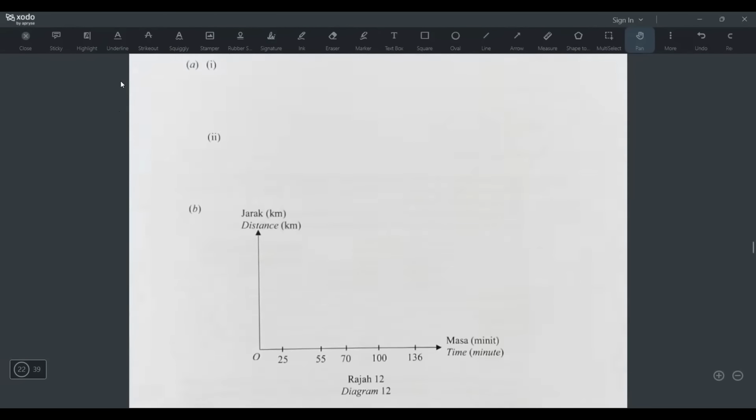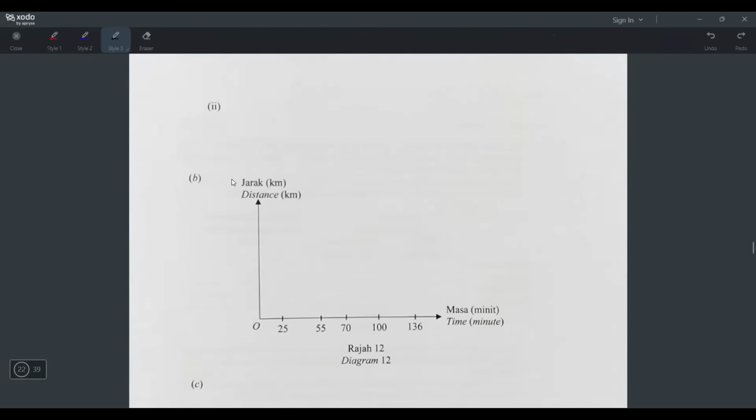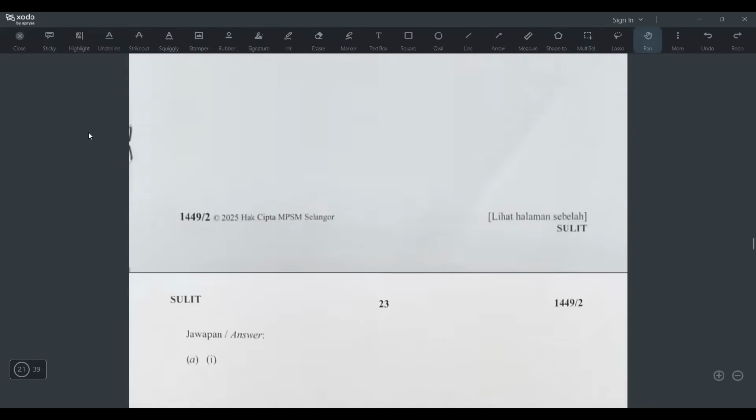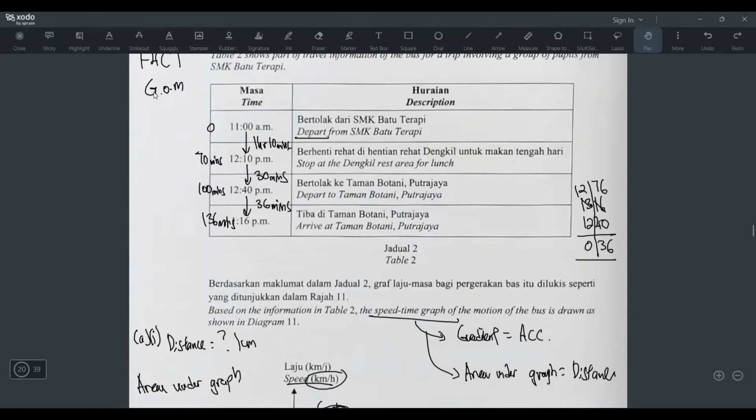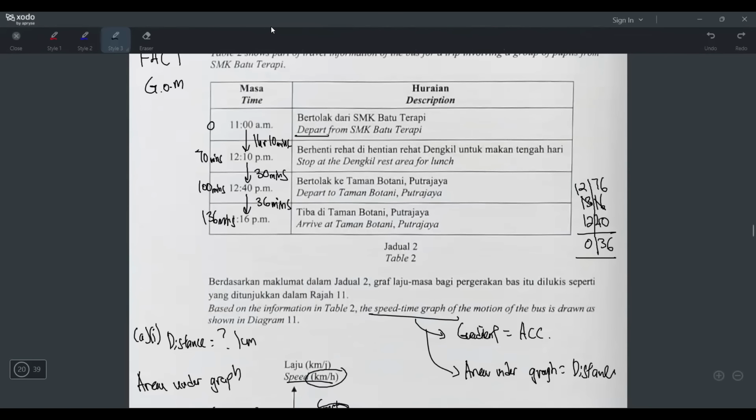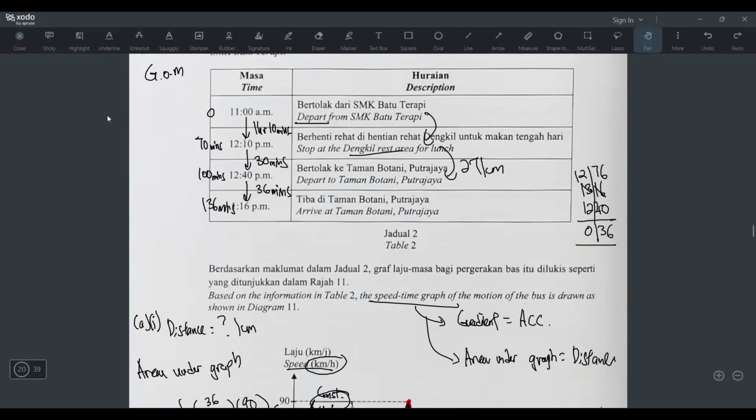Where should I do it? Okay, I'll just do it here. So here I'll do B. I'll find the distance, and we find it by using area under graph. I'm finding the distance from where to where? Just now we already know from the rest area to Botani is 27 km. But from Batu Perapi to Dengkil rest area, this distance we don't know yet. And that one is for the first 70 minutes.